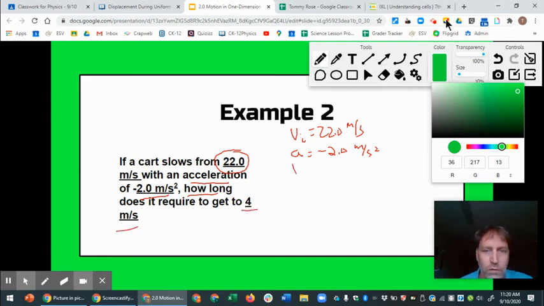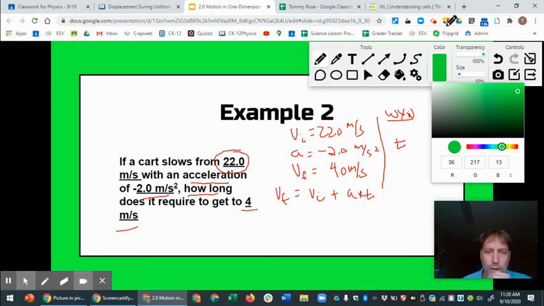Okay, and then how long does it require to get to 4 meters per second? So that is our final velocity, 4 meters per second. So we're going to say, how long does it take us to slow down? What we're looking for, I didn't write in what you got, but I listed it there. We need time. Okay, so we're going to have to rearrange our equation here. Vf equals Vi plus A times T. So rearrange and solve for T here.